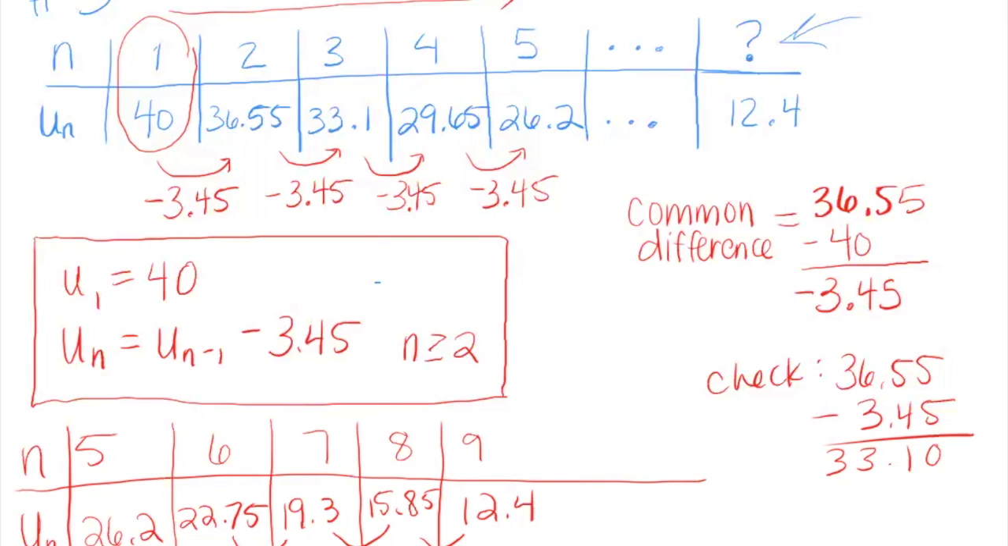So this means that the n value is 9, and u sub 9, the ninth term, equals 12.4. So our answer there was that n would have to equal 9.